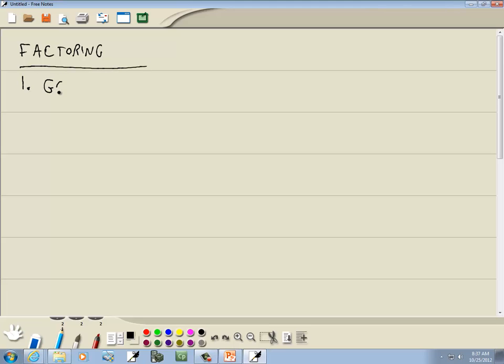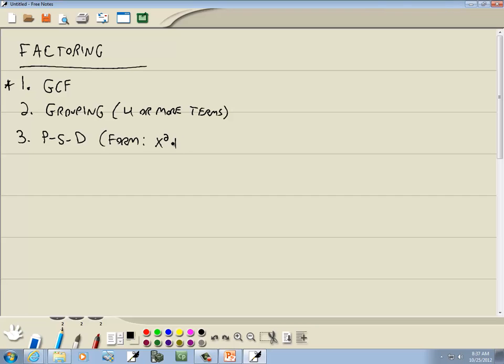Our first method is GCF, greatest common factor, and we always try to do that. Our second method is grouping, and this is when you have 4 or more terms. Our third method is the PSD method, and this is when it's of the form x squared plus bx plus c.